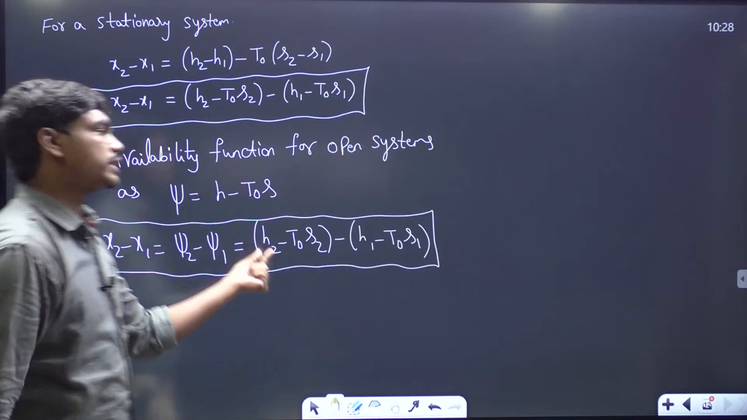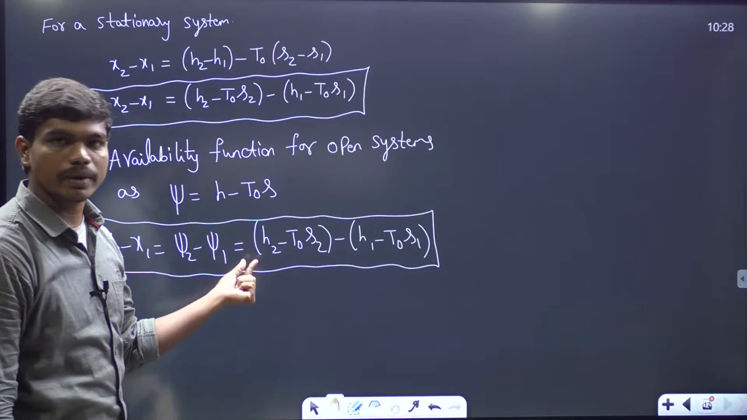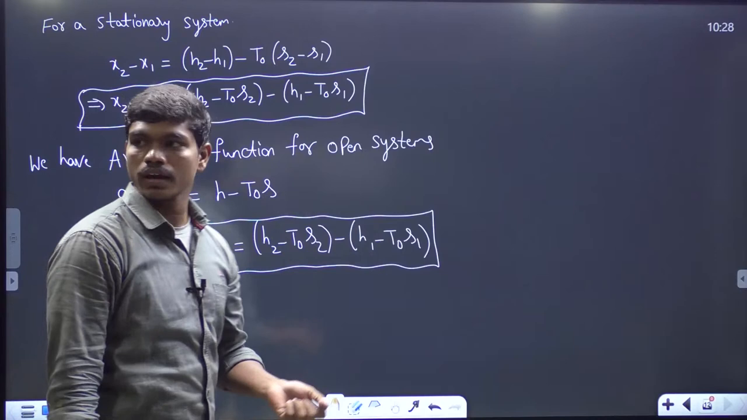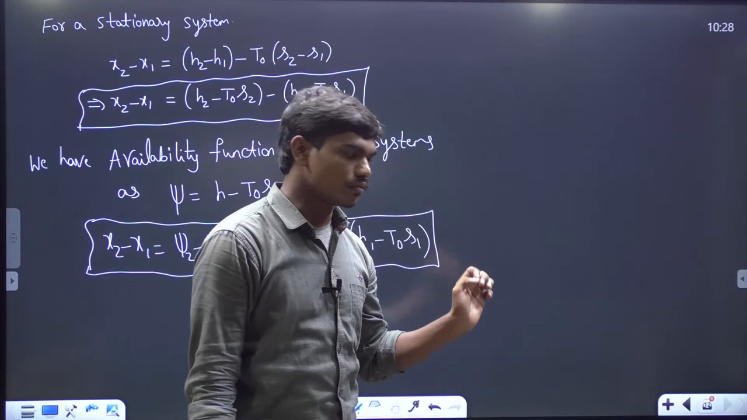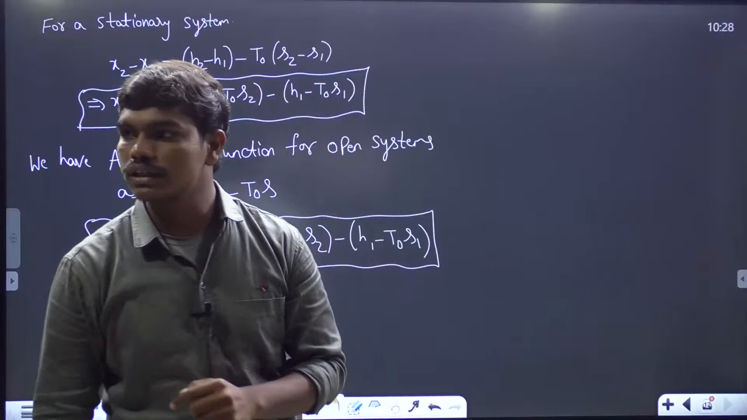And if you see this h and T naught, even though the exergy we are dealing with is for a control volume, it's still dependent on the properties of the system as well as the surroundings, because we have the term T naught here. Clear to all of you? Did you all understand how we attained this relation? Please tell me, did you all understand? I want some 13 hour online, so please respond to me.